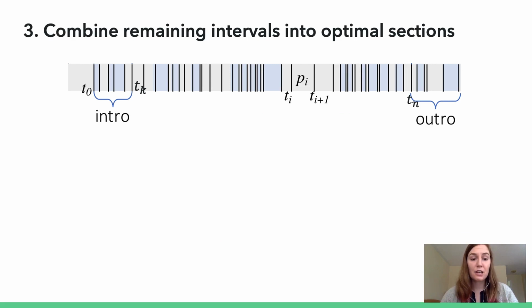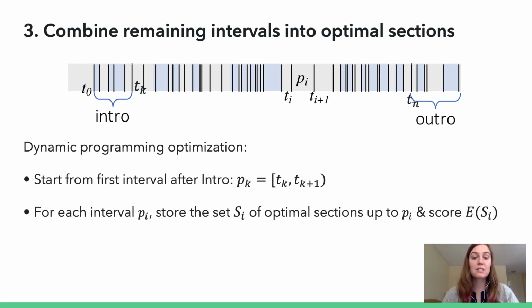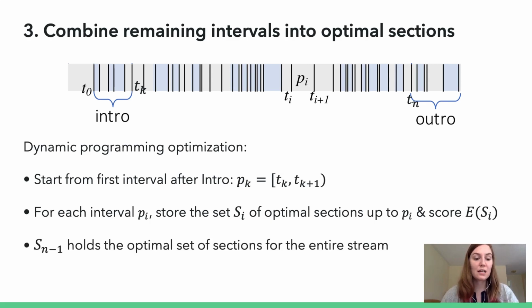Then for the rest of the video, we need to figure out how to combine the remaining intervals into a set of sections for the table of contents. To do this, we designed a dynamic programming algorithm that starts from the first interval after the introduction and gradually builds up the optimal set of sections by adding in one interval at a time and figuring out how to combine it with the sections before. Finally, when we get to the end, we've segmented the entire video.